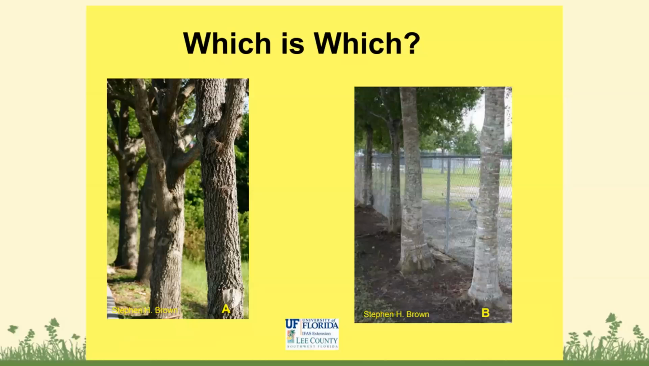So here's another example based on what we've gone over. Just think to yourself which tree is which here. So the one on the left is the live oak, and the one on the right is the laurel oak, with the much smoother bark.